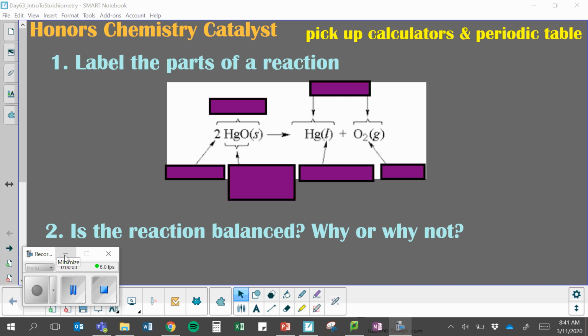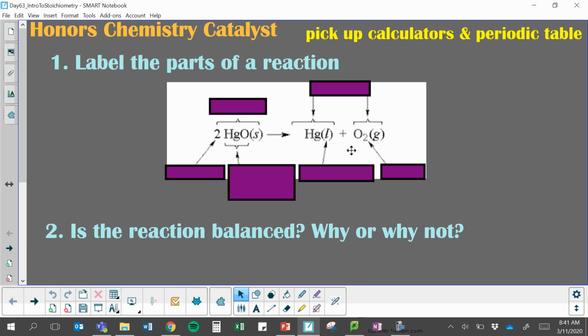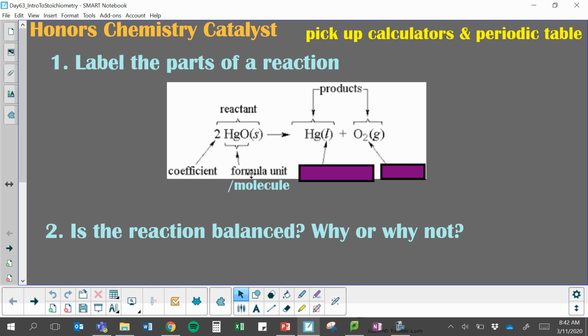Okay, so today we're going to take everything we learned about unit conversions and apply it to chemical reactions and equations. So just a reminder, some of the parts of our equations for our reactions: we have our reactants on the left. On the right, we have our products. The large numbers in front are called the coefficients. We have molecules, or we can call them formula units.